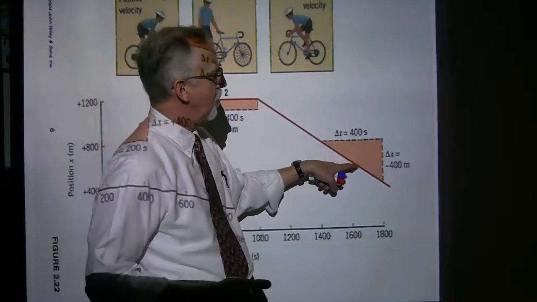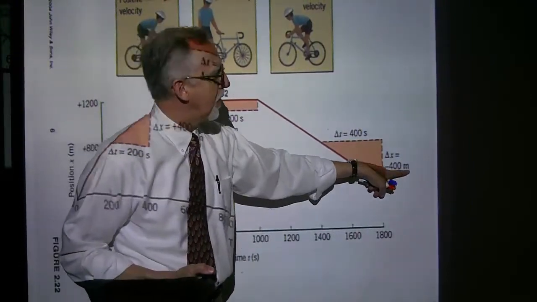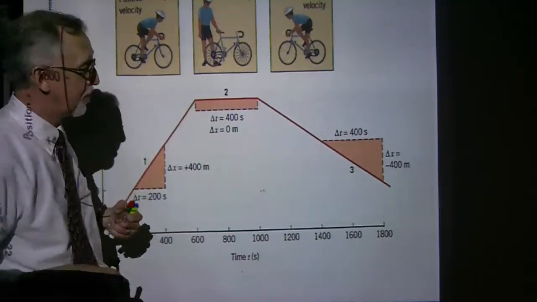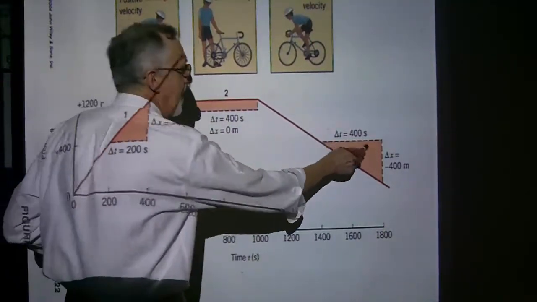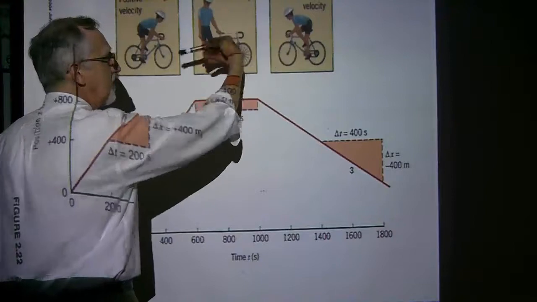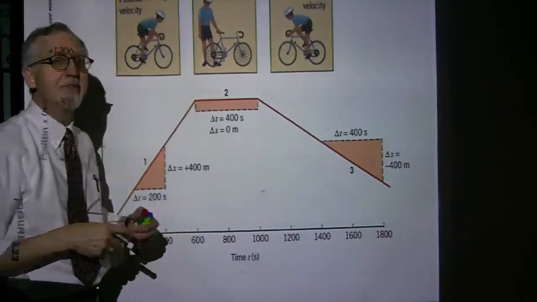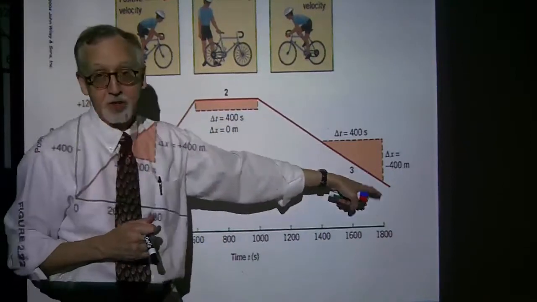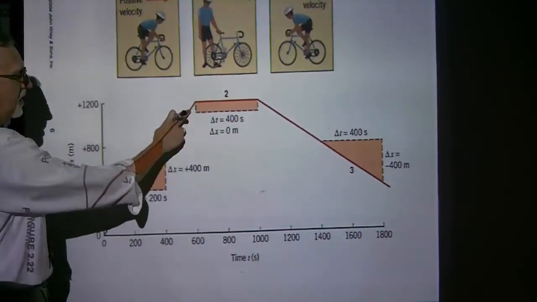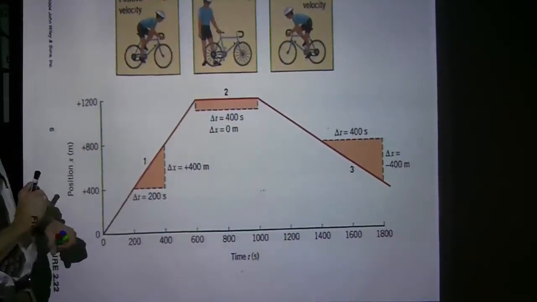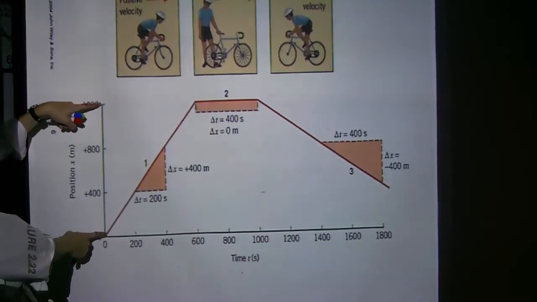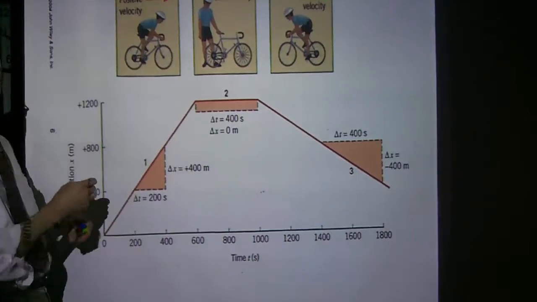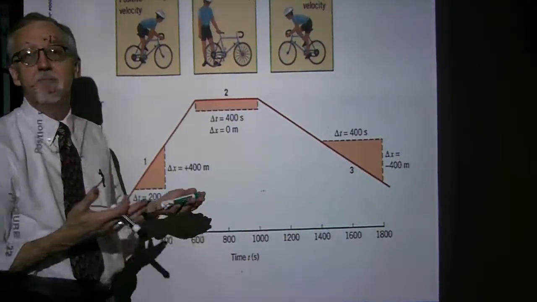What do we get for the slope? Change in the vertical is negative 400 meters divided by 400 seconds, or negative 1 meter per second. So in this case, the average velocity is negative. When the person is moving back to the left, we end up with a negative average velocity, a negative slope. So the slope of a line of a plot of the motion, plotting position on the vertical axis, time on the horizontal axis, the slope of that line gives us the average velocity of the object.